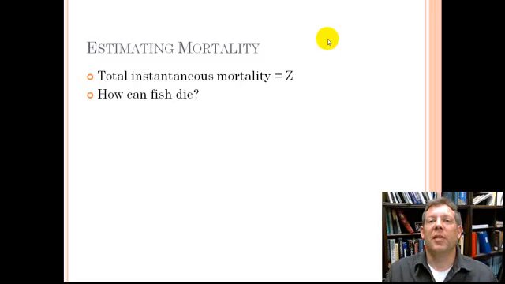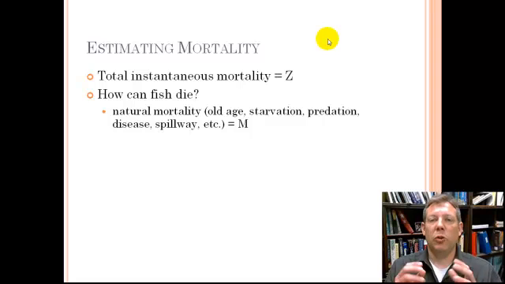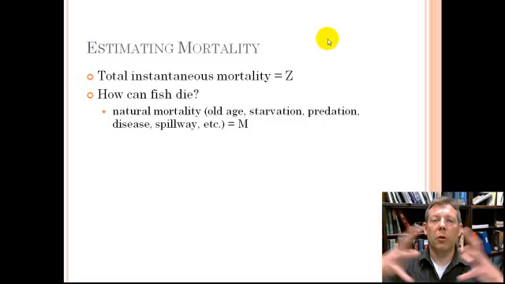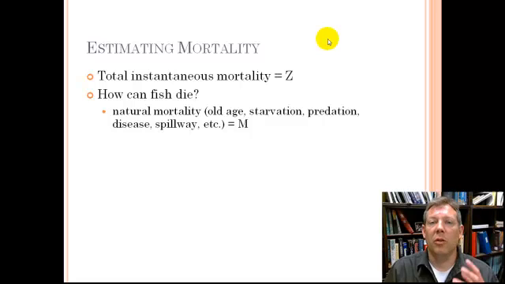So we have to ask ourselves then, how can fish die? Or how can we get mortality? Well, we have two basic ways that fish can die. One is called natural mortality, and that's just what it sounds like. Just fish dying naturally. Old age, or senescence. Fish can starve. They can be preyed upon. They can be eaten, right? Disease can get them. Or they can go over the spillway. That would also be sort of a natural way of leaving the population. All of those are glommed together in what we call natural mortality, which we symbolize by capital letter M.